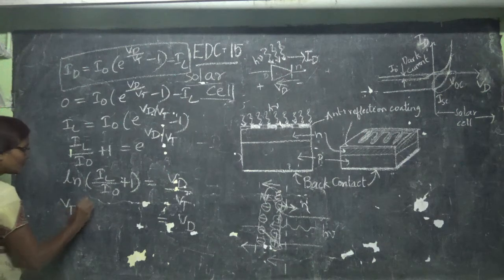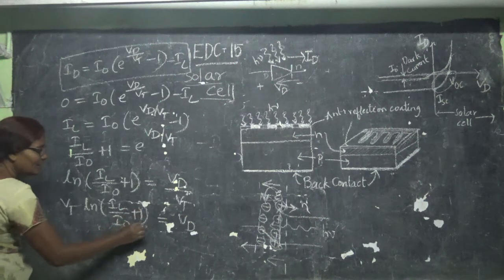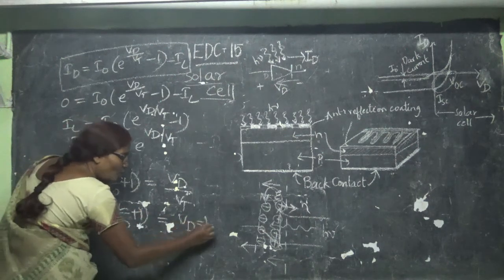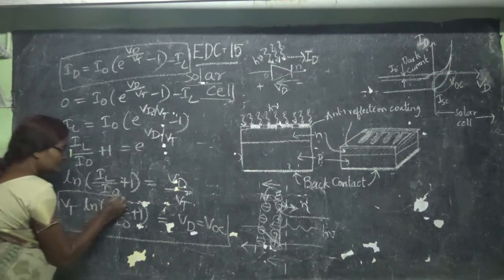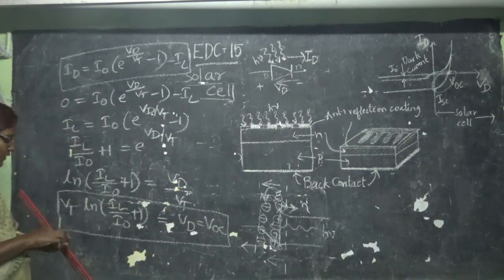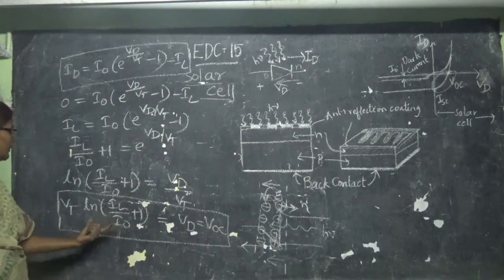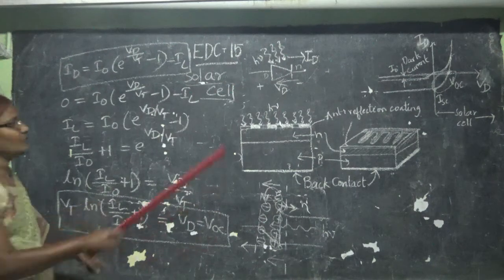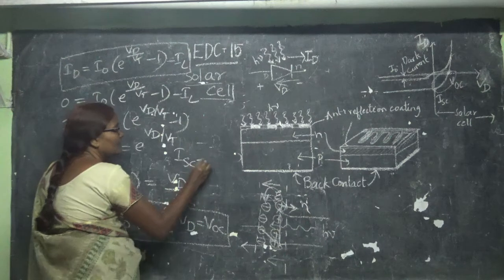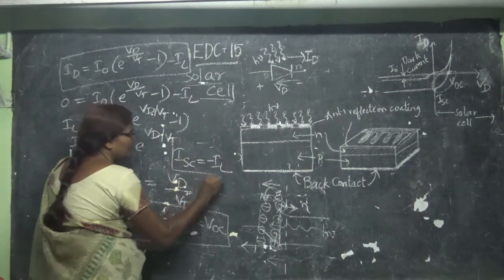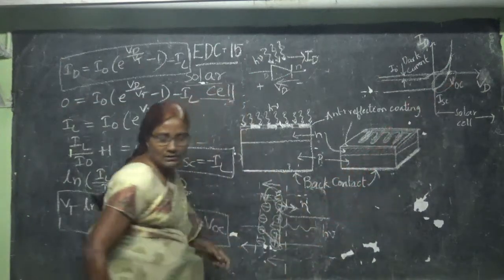Vt into log IL by I naught plus 1, and this Vd is called the open circuit voltage, VOC. Is it clear? So how can I find my VOC? I can find my VOC by using this formula. And how can I find ISC? I can find ISC by finding the minus IL. So with this we can have these two values.